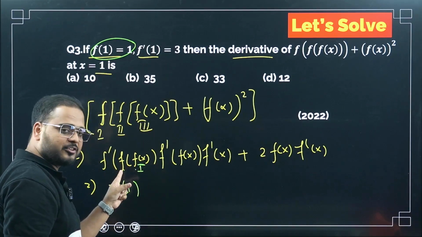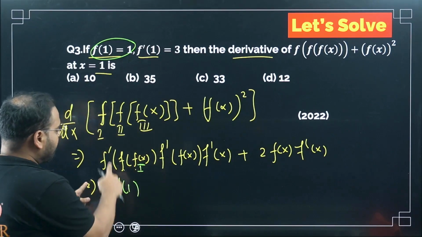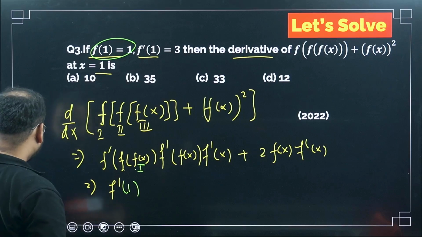If I operate the second function f over here, again f of 1. How much is that? Again 1. So this will become f dash of 1. This whole thing is becoming 1 only. No problem there.